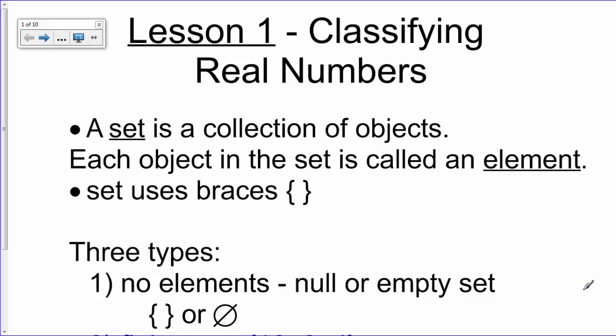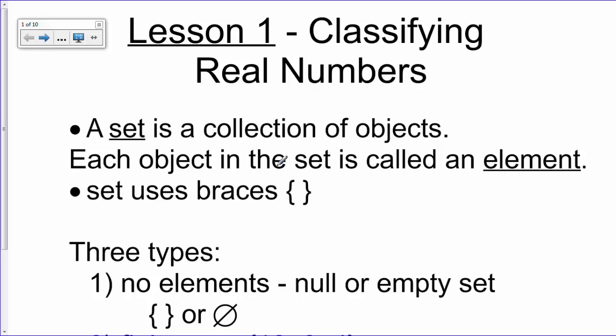Okay, what we're talking about today is Lesson 1 and Lesson 2. First, we'll be discussing Lesson 1, which is classifying real numbers. A set is a collection of objects. Each object in the set is called an element, and we use braces to denote a set.